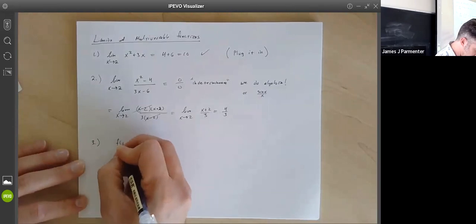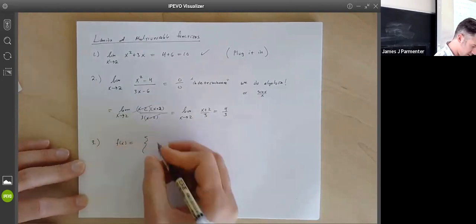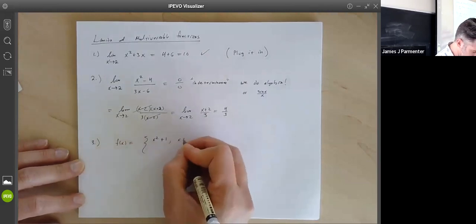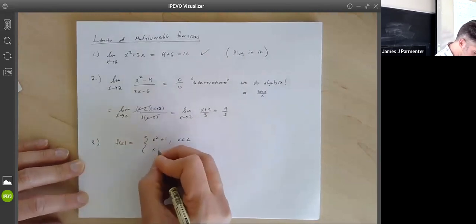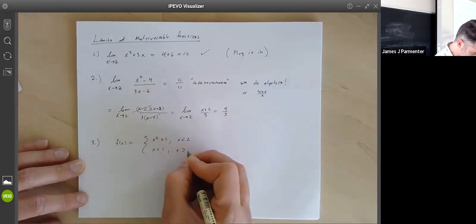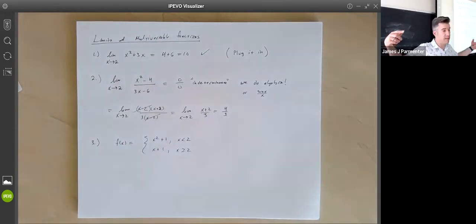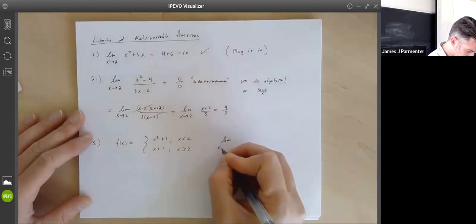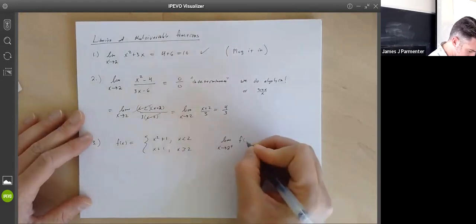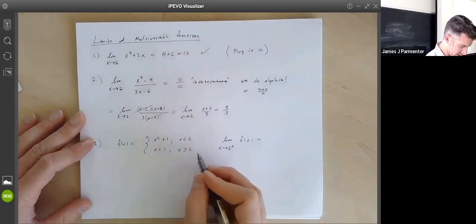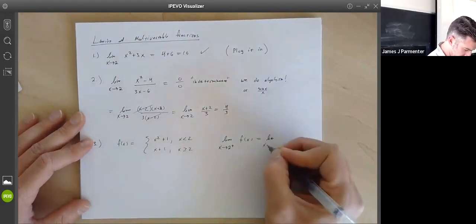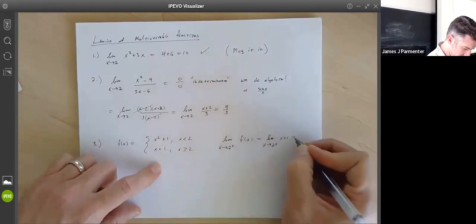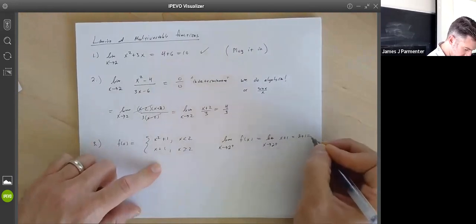if your function is piecewise, different from different directions, say it's x squared plus 1 when x is less than 2, and x plus 1 when x is greater than or equal to 2, we have to look at the limit from each direction. So if I look at the limit as x approaches 2 from the right of f of x, I'm going to use the piece where x is bigger than 2. And that's the limit as x approaches 2 from the right of x plus 1, which is equal to 2 plus 1, which is 3.